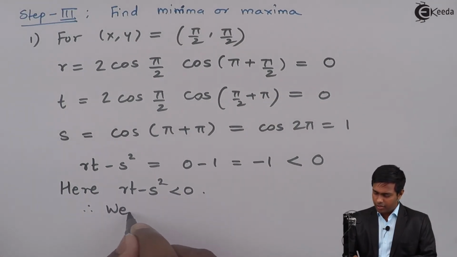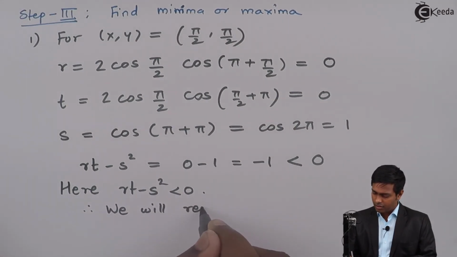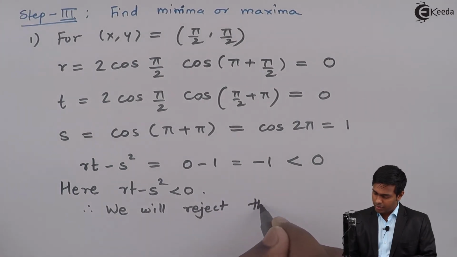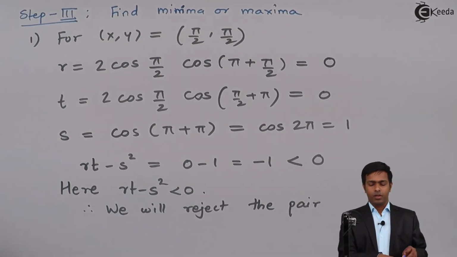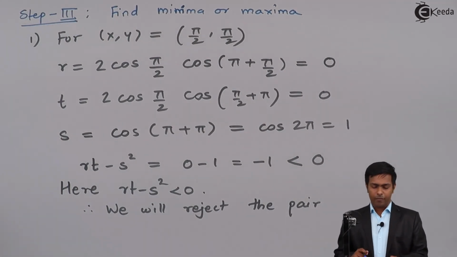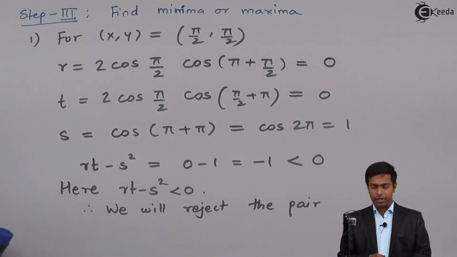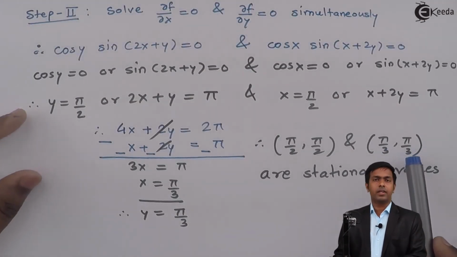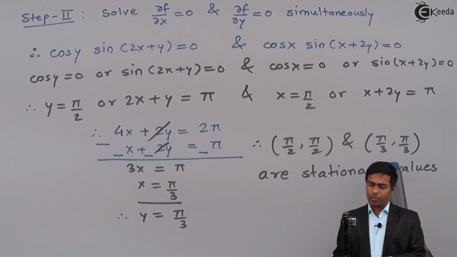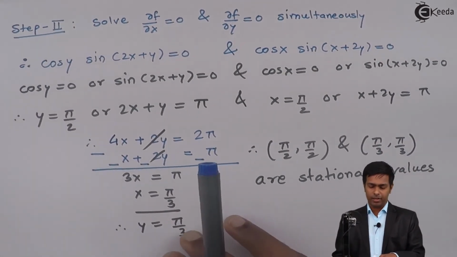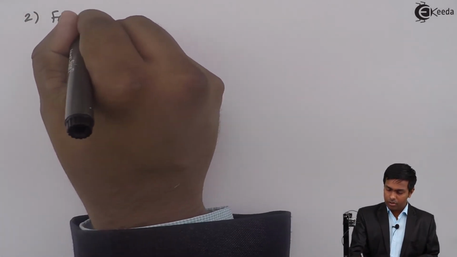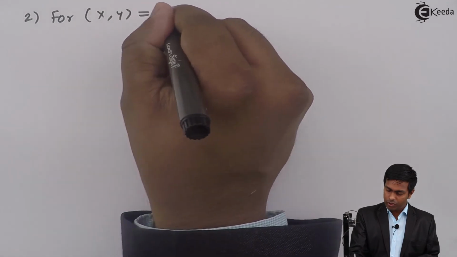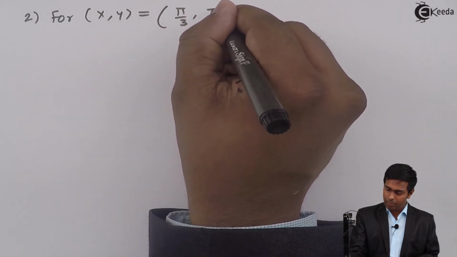Therefore, we will reject the pair pi by 2 and pi by 2. Now we'll take the second pair, and for that pair we'll find out the minima or maxima. So the second point that we got here is pi by 3 and pi by 3. So now I'll find minima or maxima for pi by 3 comma pi by 3, that is for x comma y equal to pi by 3 comma pi by 3.